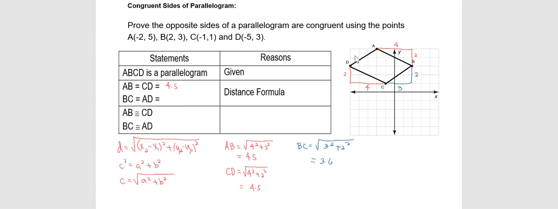We do the same for side AD. We draw the right triangle from one point to the other point. There are 2 units on this side, 3 units on that side. So the length of line segment AD is also the square root of 3 squared plus 2 squared, which is approximately equal to 3.6.